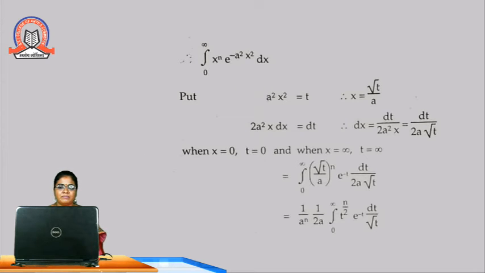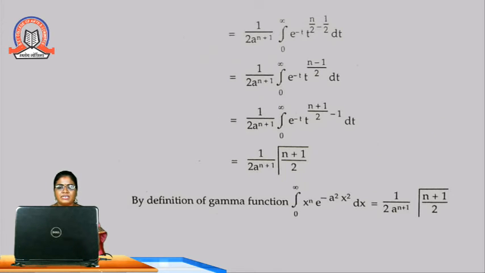Similarly, for the second problem, integral 0 to infinity x power n e power minus a square x square dx, a square x square equal to t, we are taking the substitution and differentiating. Then after substituting all the values, we are getting 1 by 2 a power n plus 1 integral 0 to infinity e power minus t t power n minus 1 upon 2 dt. So rearranging this in the gamma function definition, we are getting 1 by 2 a power n plus 1, substituting the gamma function gamma n plus 1 by 2. So this is the final answer.